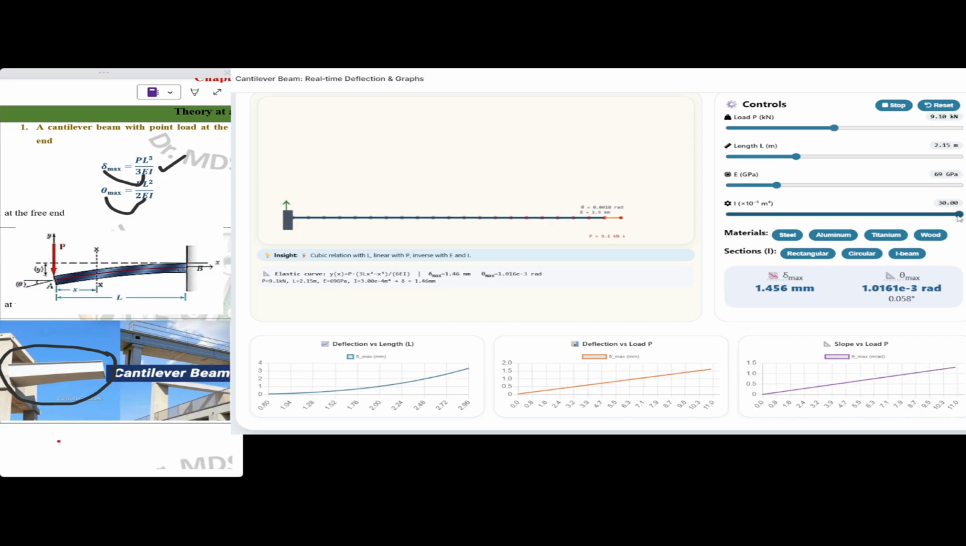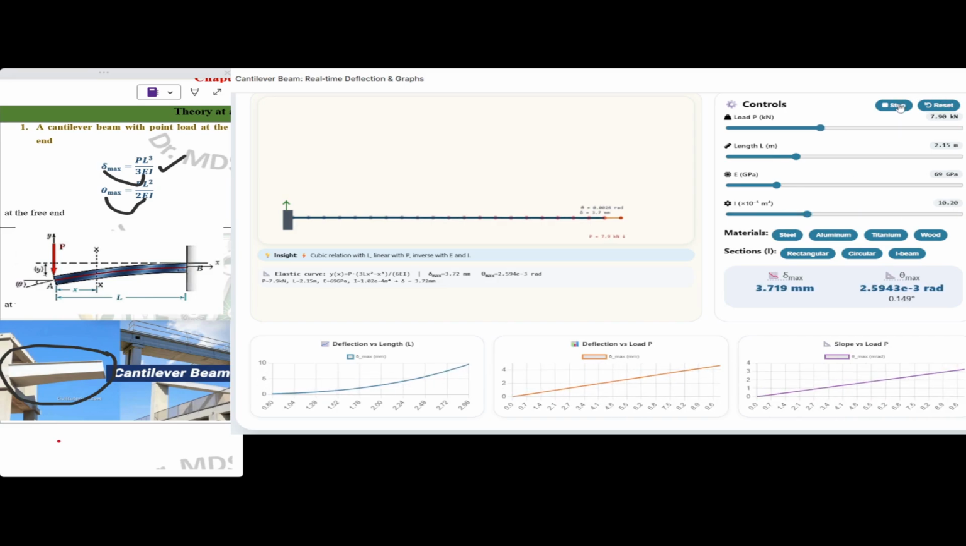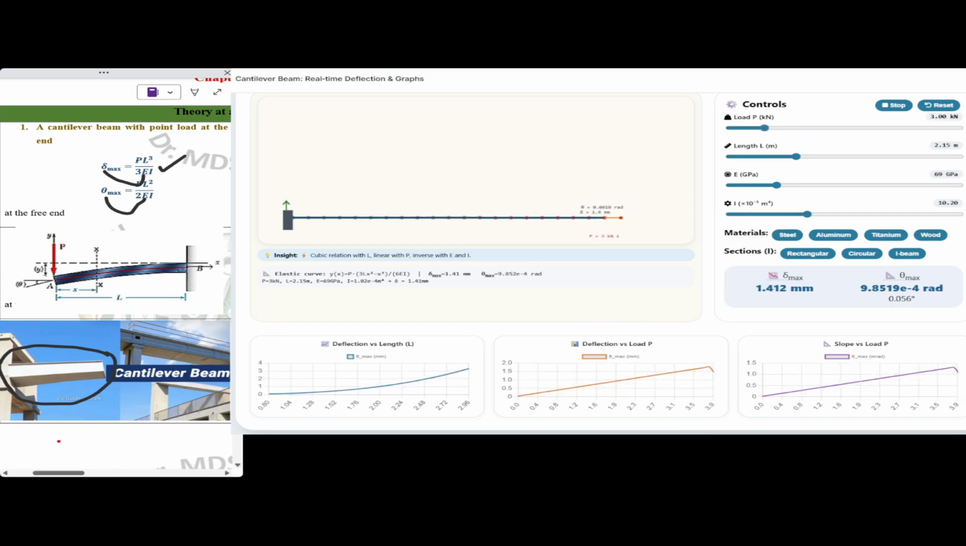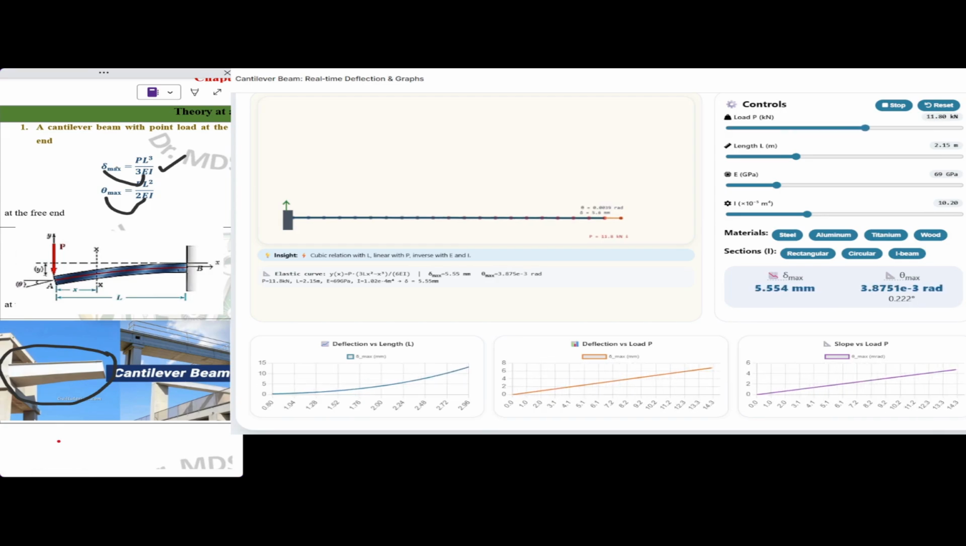So you can easily find out how the different variables P, L, E and I affect the deflection and slope in a cantilever beam.